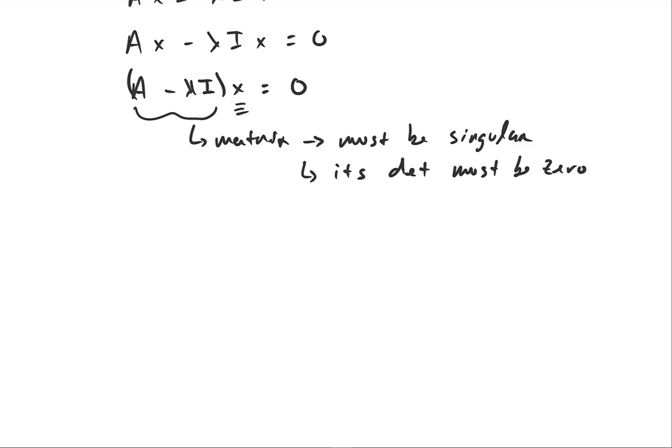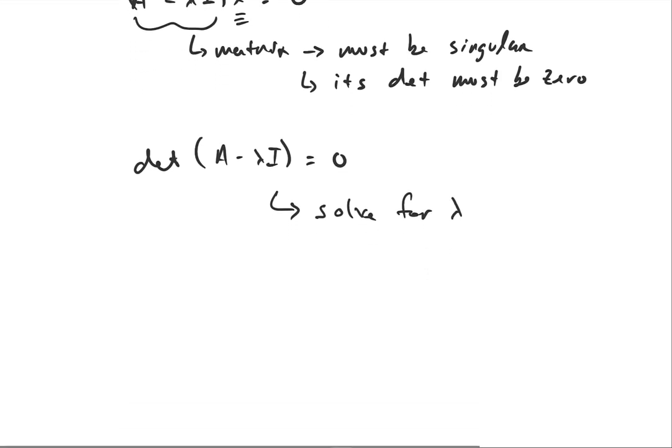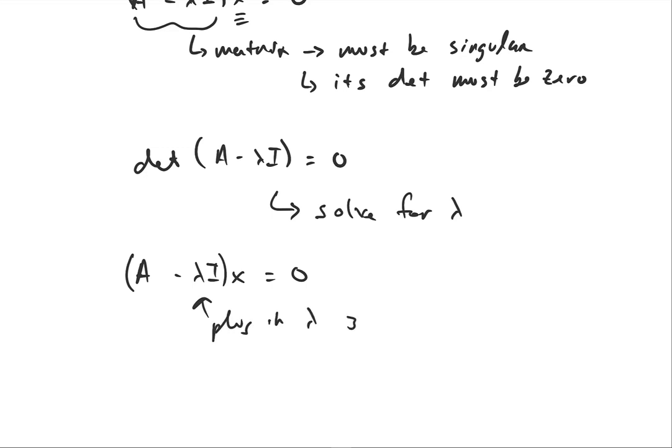So now we can get the x out of the equation, and we can write the equation, the determinant of A minus lambda I equals zero. We solve for lambda. And then we can come back to our original equation, A minus lambda I times x equals zero. We plug in lambda. And now we have n equations, n unknowns. We can solve for x. And so that's how we solve the problem.